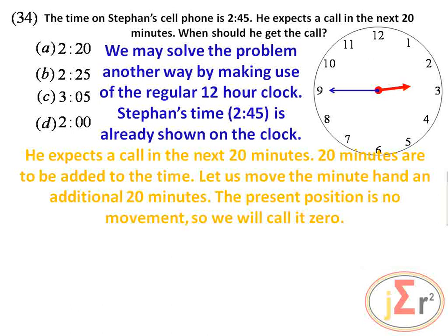So we have the minute hand here on 45 minutes. Here is 0 minute, is it? Yes. Let us count the number of minutes, Jerry. 5, 10, 15, 20, 25, 30, 35, 40, 45. So we know that is 45 minutes, or 2:45, correct? Yes. Right. So he expects a call in the next 20 minutes. When should he get the call? He will get the call 20 minutes later. We need to add 20 minutes to the time.